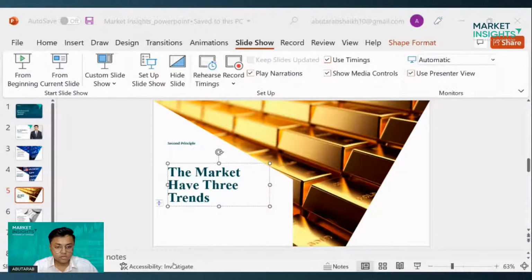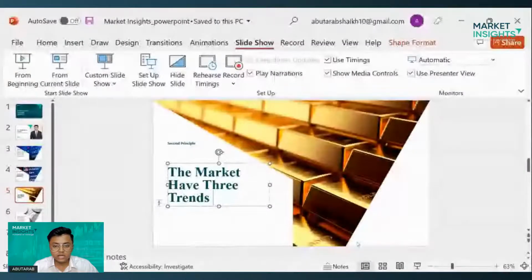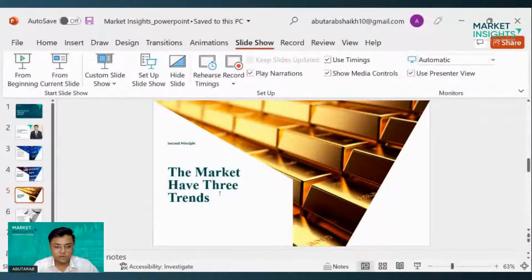Okay, so I'm going to show you another very important principle, and it's going to teach you so much that you would actually subscribe to us on any media platform, right? So the market has three trends.